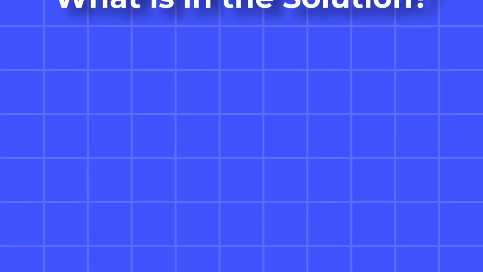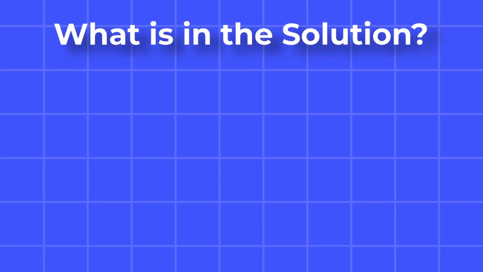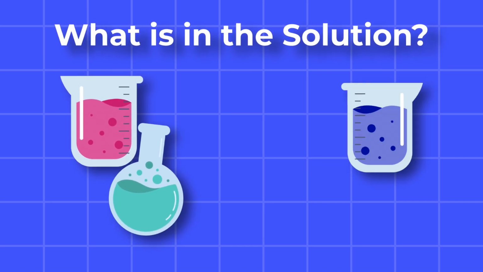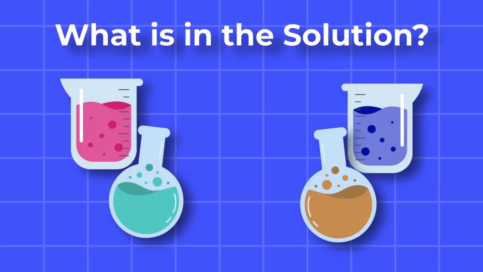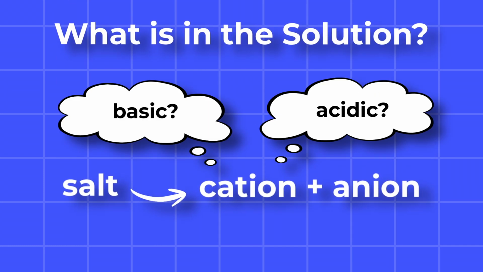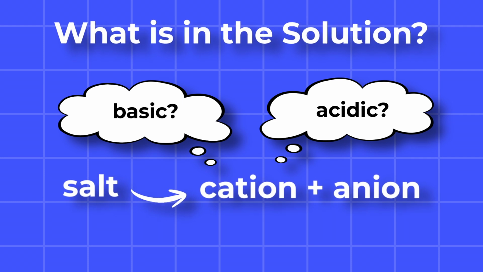Step 1. Inventory the solution. Do we have a strong acid or a strong base? Do we have a weak acid or a weak base? Or a salt whose ions might act as an acid or as a base in water? Knowing who is actually present tells you what can happen next.